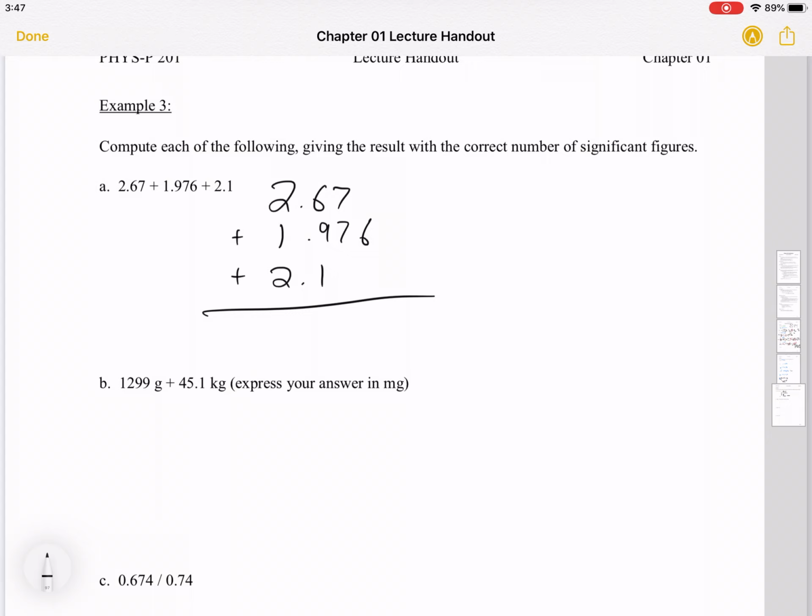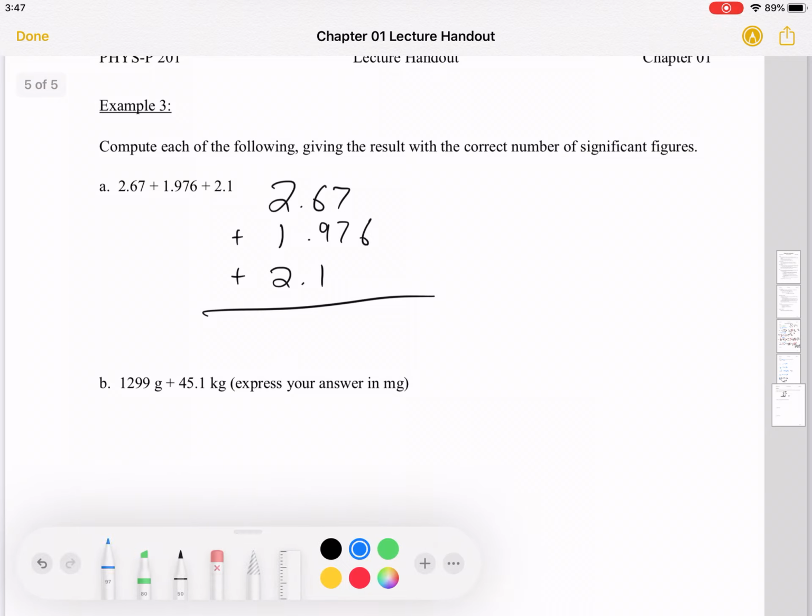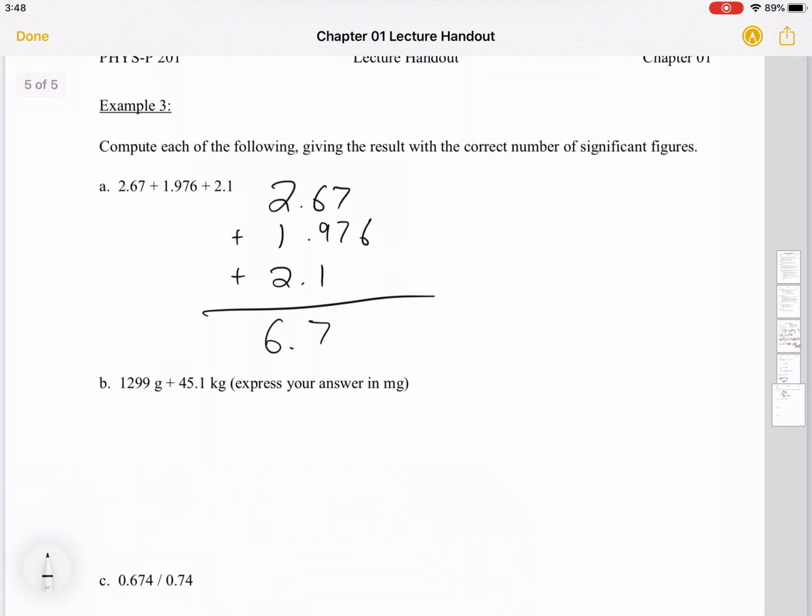That means the 7, 6, this 7, 6, and this 7 aren't going to affect the precision of the answer. I'm going to add them with that so that there can be some carryover digits, but I'm going to drop them ultimately. All right, so when you do this addition, you get 6.746. The 6 dropped down.